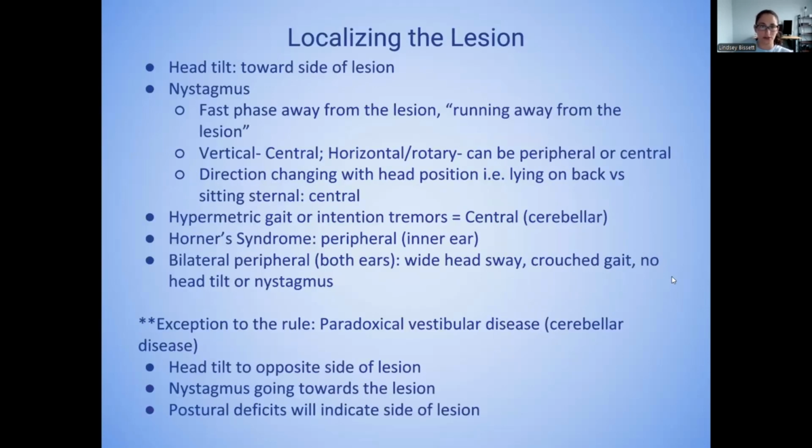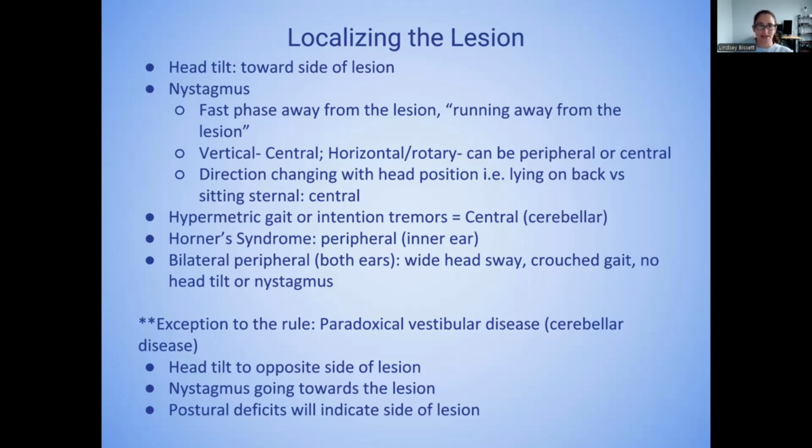Further things that we can do to localize the lesion without advanced diagnostics, just on the physical examination: the head tilt is typically towards the side of the lesion. Right-sided lesion, right head tilt. Also with horizontal nystagmus, you'll see slow, fast, slow, fast, and the fast phase will be away from the lesion. So if it's a right-sided lesion, you will see slow phase to the right and then fast to the left. It's called running away from the lesion.